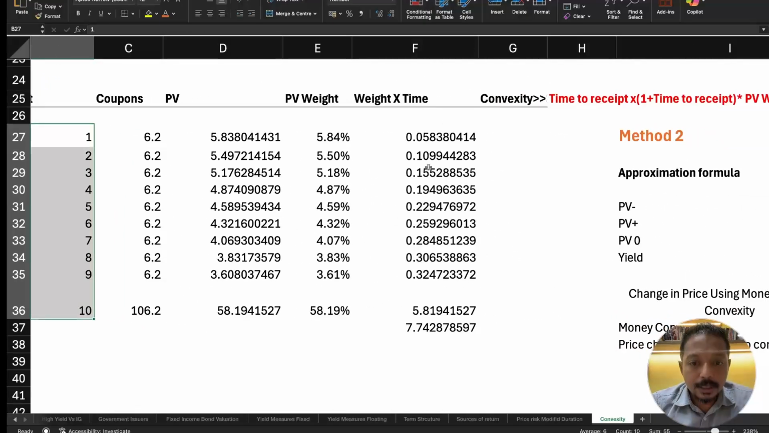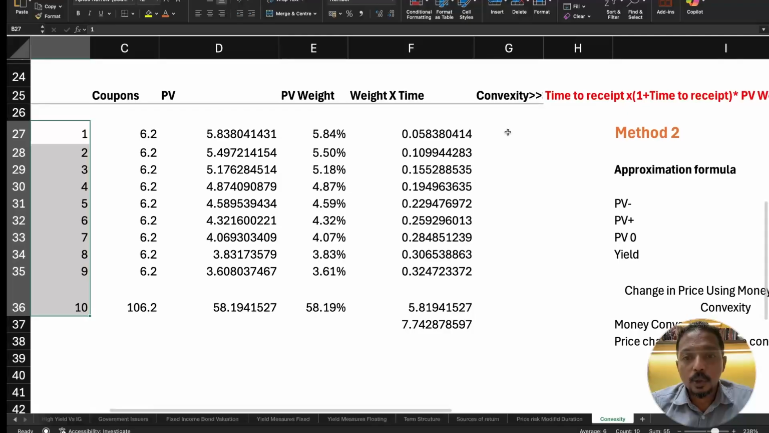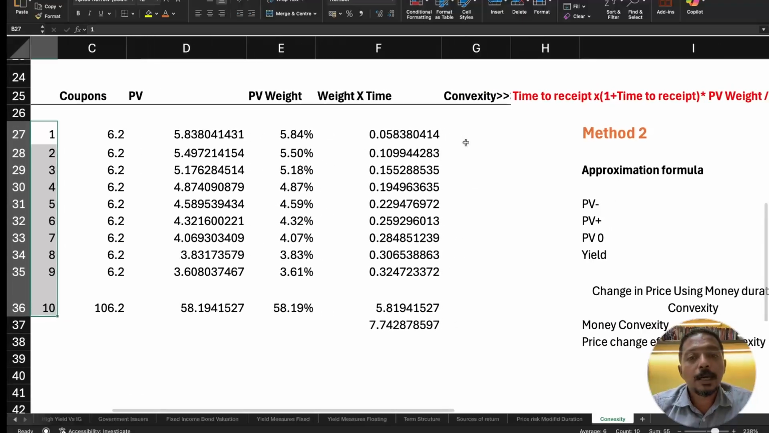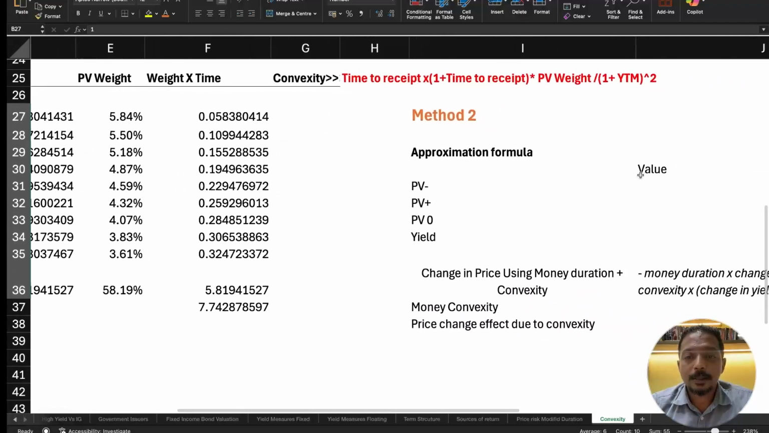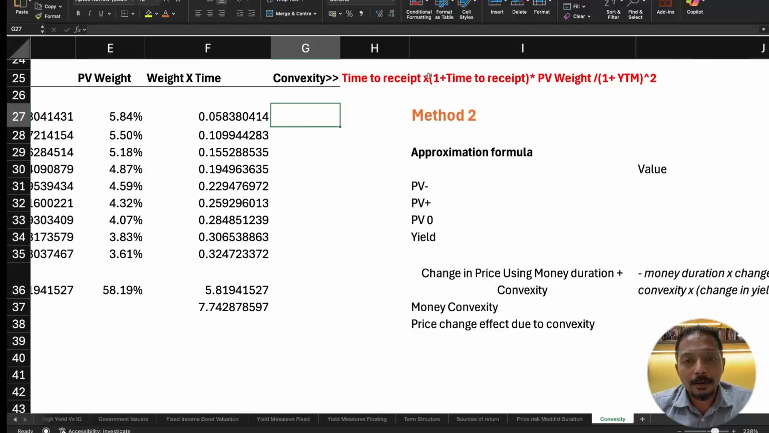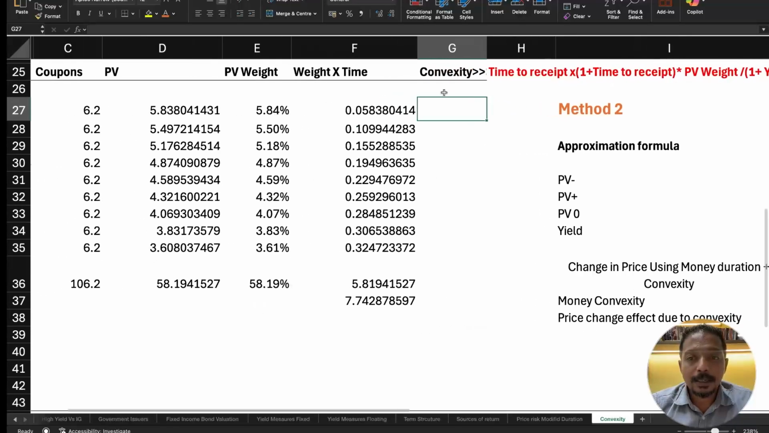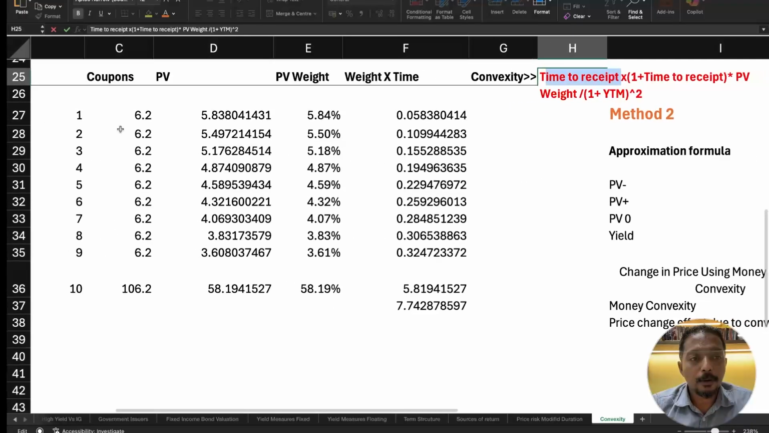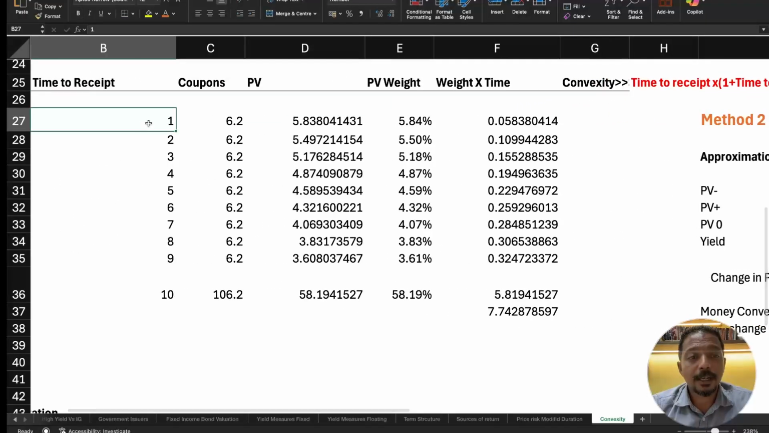Now, from this angle, we're going further to calculate convexity. Now, convexity, there are 2 methods to calculate. One is obviously the spreadsheet method, and the second is the approximation formula. And we're going to be looking at both, right? So the convexity calculation in terms of the spreadsheet is calculated as, first we look at the time. So I've actually given the exact formula here. So time to receipt, right? The time out here to receive the first cash flow is 1 year.